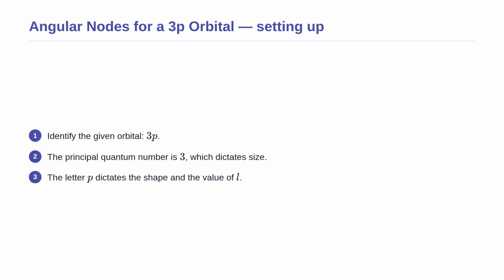Let us apply this formula with a concrete example. We want to determine the number of angular nodes for a 3p orbital. First, we look at the given orbital designation. The number 3 is the principal quantum number, which tells us the overall size of the orbital. However, for angular nodes, we only care about the letter p. The letter tells us the shape and gives us the exact value of the azimuthal quantum number L.